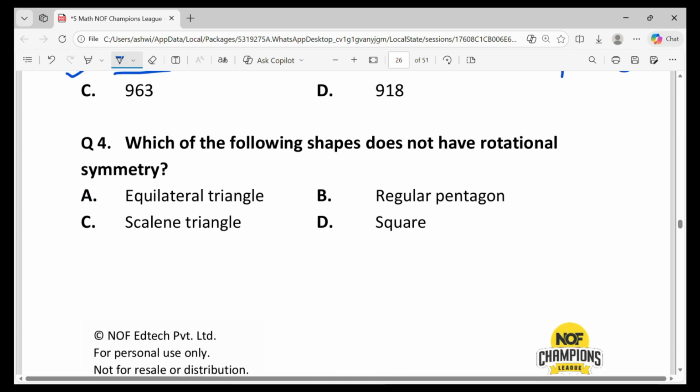Question 4. Which of the following shapes does not have a rotational symmetry? Answer is C, scalene triangle. Scalene triangle has no rotational symmetry because all 3 sides and all 3 angles are different. It has to be rotated a full 360 degrees to look the same again. Equilateral triangle, regular pentagon, and square have a rotational symmetry.